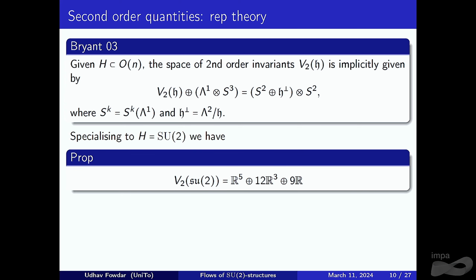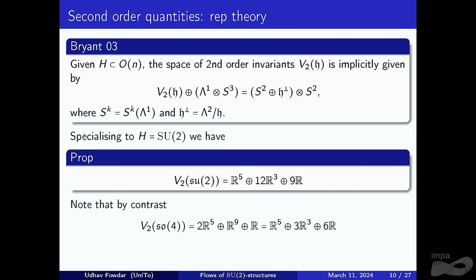So if I do that, and you do the representation theory, this is what you find out. You get one R5 component, twelve R3 components, and nine copies of R. An SU2 module is completely determined by dimension, so specifying the dimension is all I need to do. Now, by contrast, if you compute the space of second-order invariants associated to SO4, then you get 2 copies of R5 as a representation of SO4, 1 copy of R9, and 1 copy of R. Of course, this is just the curvature tensor. And R here is just the scalar curvature.